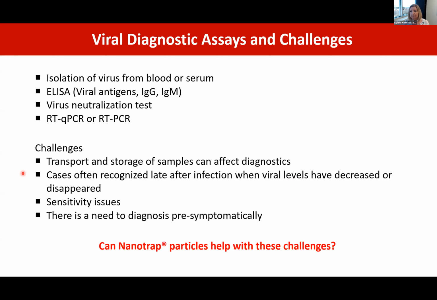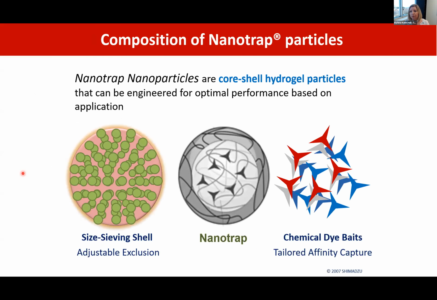And so we asked the question early on if nanotrap particles could help us with these challenges. And so I'll start off with giving you an overview of what the nanotrap particles are. This work has been done in collaboration with Sirius Nanosciences, which is a spin-off company of my former institution, George Mason University. And these particles are essentially core shell hydrogel particles. And so the nanotrap, kind of the core part of the particle, is made up of the hydrogel. So it's a polymer chemistry, and the material is very similar to what you find in contact lenses.